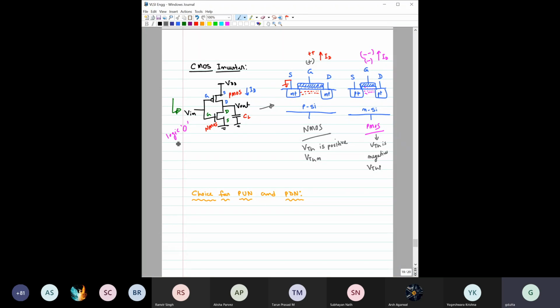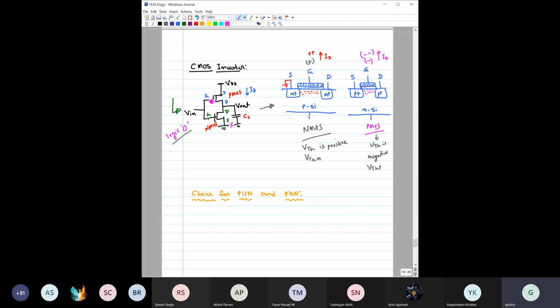So when you have applied logic 0, that means basically 0 volt, right? Then for this NMOS, the gate to source voltage is 0. So obviously this NMOS is off, right? So this NMOS is off.